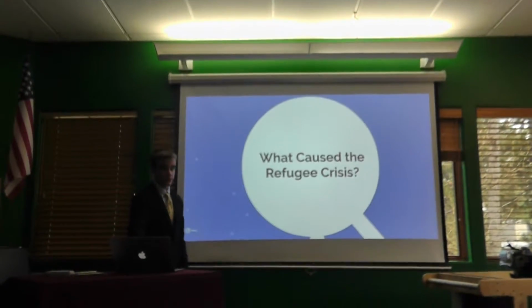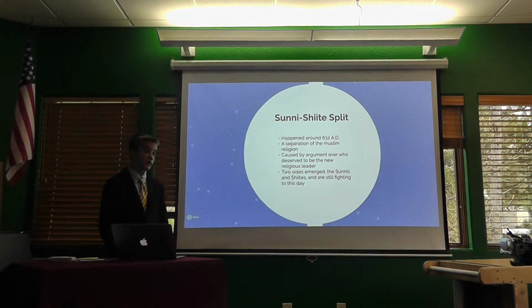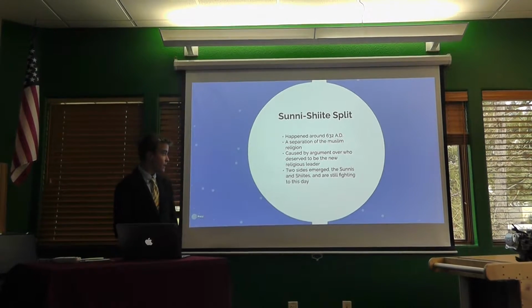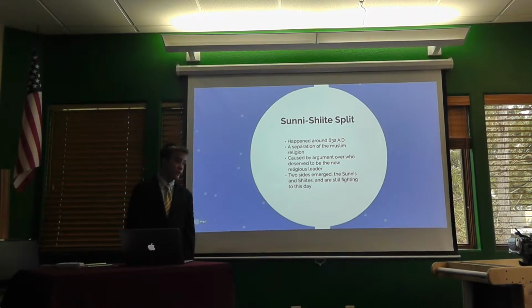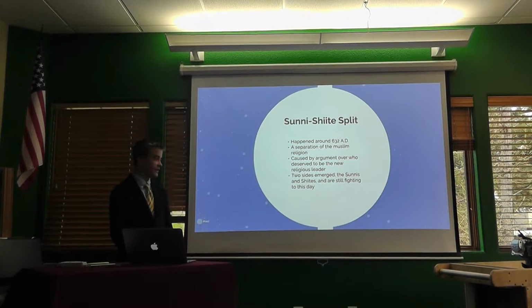Alright, so what caused the Syrian refugee crisis? One factor that has come into play over the years is the two sides of the Muslim religion, Sunni and Shiite, battling for control of countries. For some context about this, I'll tell you about the Sunni-Shiite split. The Sunni-Shiite split was a divide in the Muslim religion that happened around 632 AD.